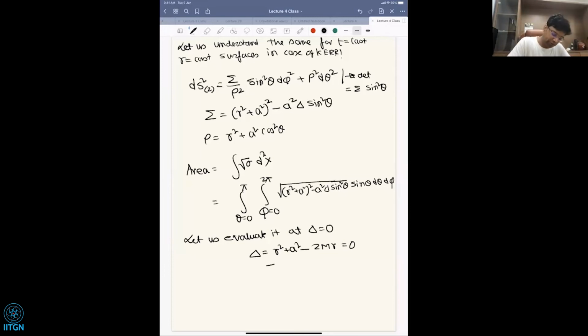Suppose this gives you r equal to r_h. Just notation. For the time being, I'm not saying anything like horizon. This is just a solution of that equation. In that case, the area at r equal to r_h, you can immediately calculate this integral, and the answer will be 4 pi (r_h square plus a square). Note that the r equal to r_h surface is clearly not a sphere, otherwise the area would be 4 pi r square. The r equal to constant surfaces are not spheres. The actual area is quite complicated.